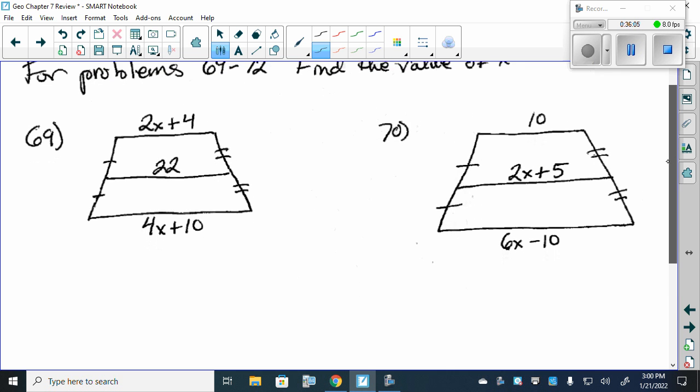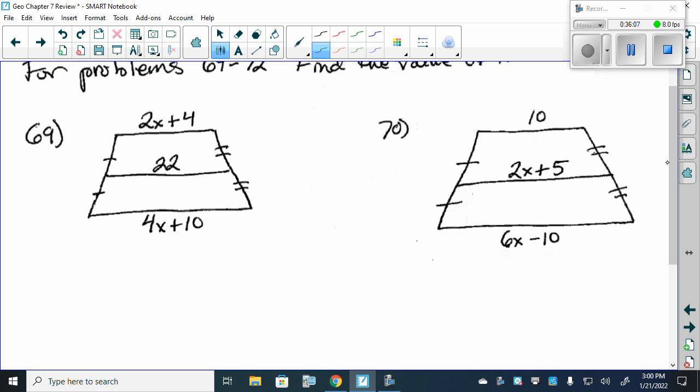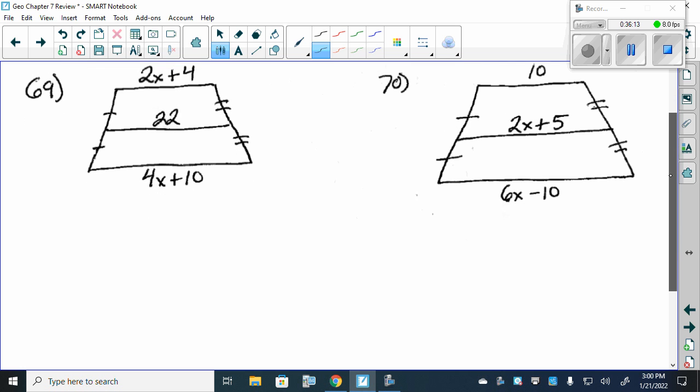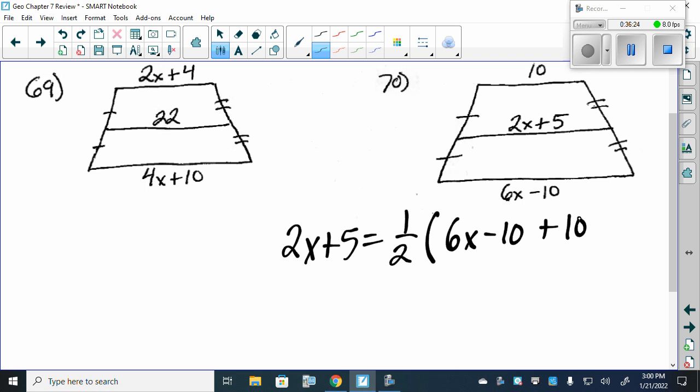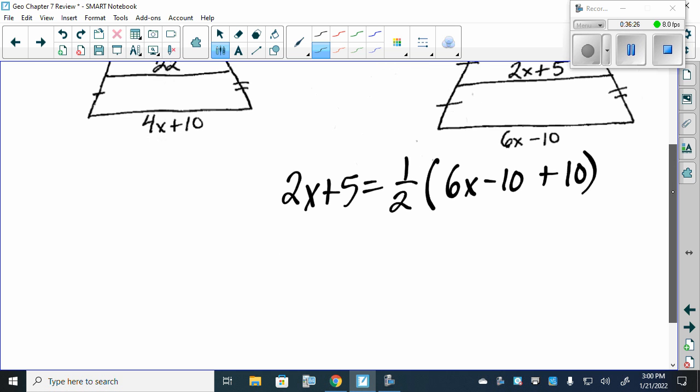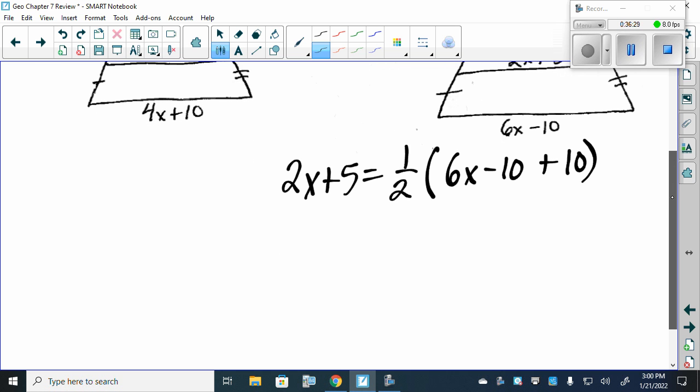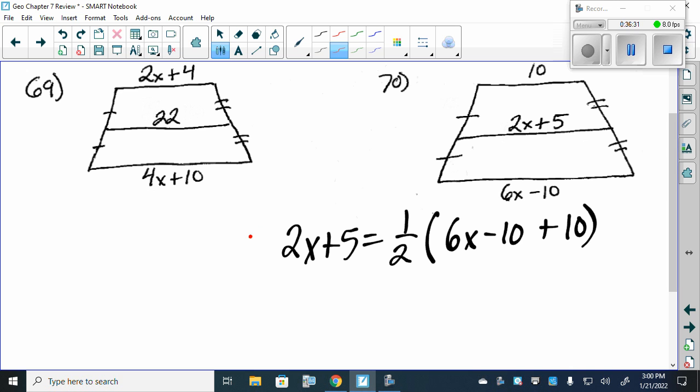So for these last ones here, 69, 70, 71, and 72, we're wanting to find the value of x. Now we can use the formula to be able to solve these. So if we looked at 70, well, the mid-segment's length 2x plus 5 is equal to 1/2 of 6x minus 10 plus 10. Well, we can do the same as we did before. We can start off by multiplying both sides by 2.